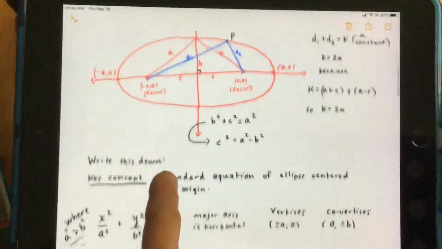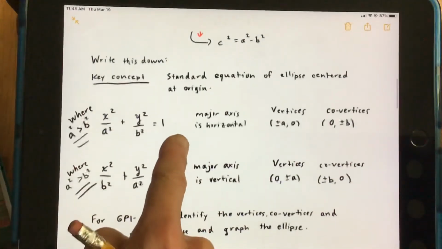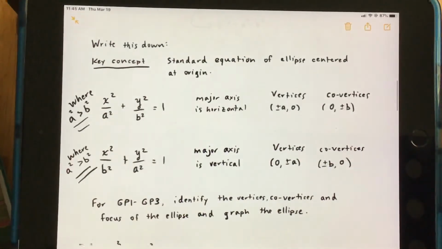This is where I would like you to start writing down your work on this lesson. So the key concept that we're going to work with is the standard form of the equation of an ellipse centered at the origin. You notice here that there are two ways we're going to write the equations down. One way has the a squared underneath the x squared. The other way has the a squared underneath the y squared. And that's going to be important as we figure out how to graph these ellipses.